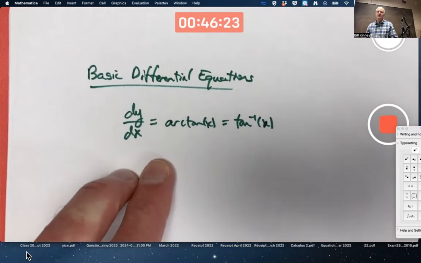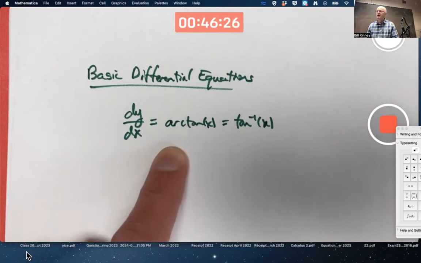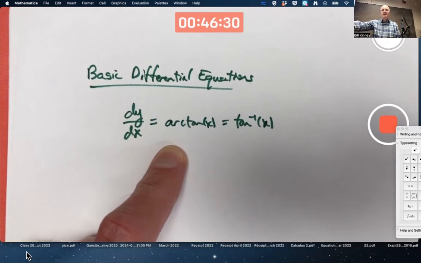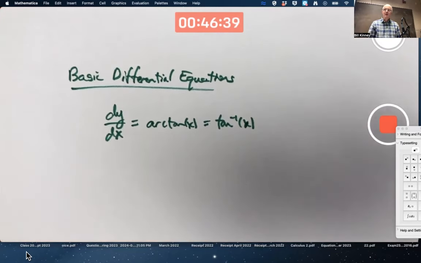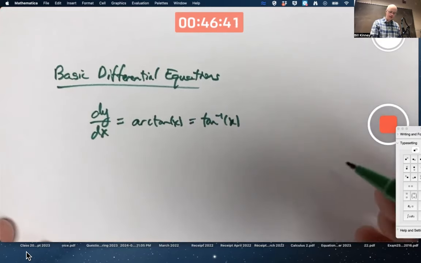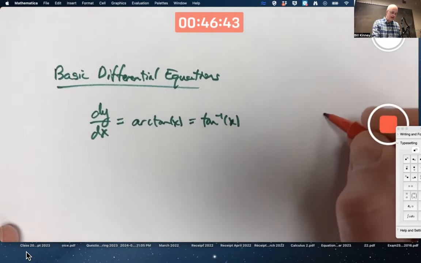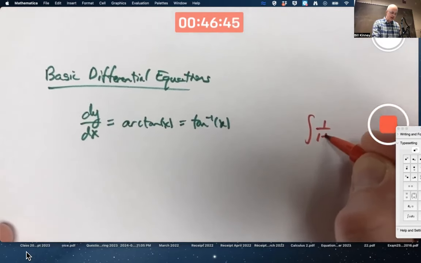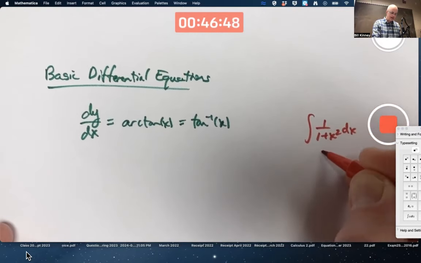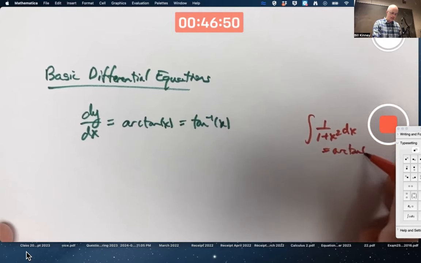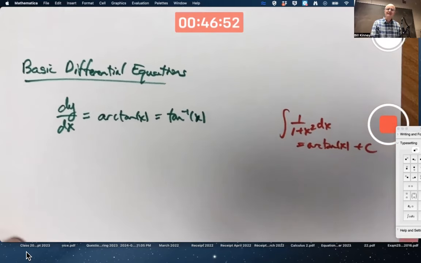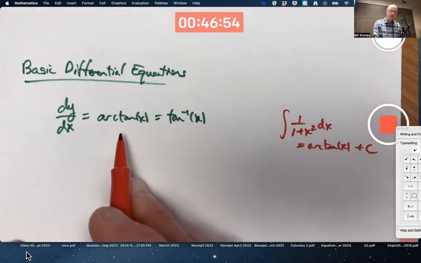I'm after a function whose derivative is always the arctangent function. Don't say it too quickly. The answer is not 1 over 1 plus x squared. The derivative of arctangent is 1 over 1 plus x squared. In other words, the integral of 1 over 1 plus x squared is the arctangent function plus c, but that's not what we're doing here. We're not integrating 1 over 1 plus x squared.